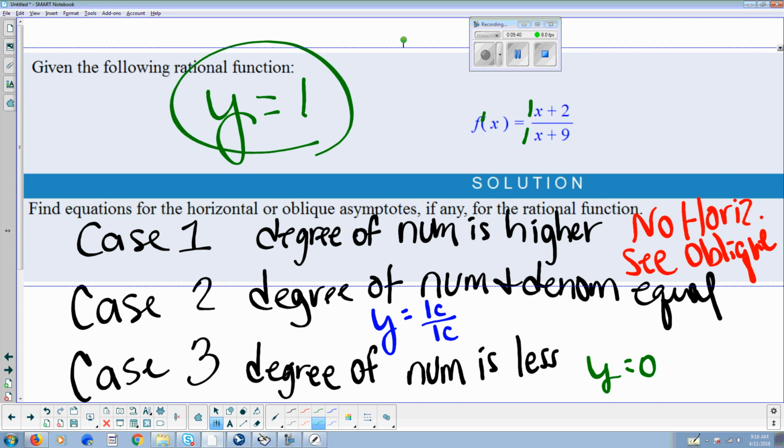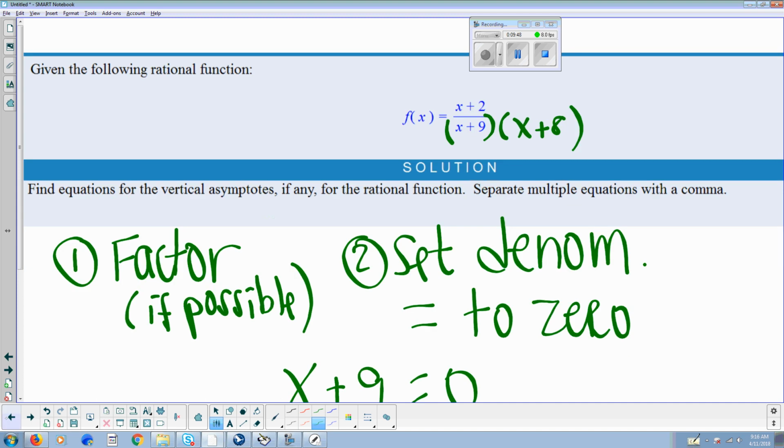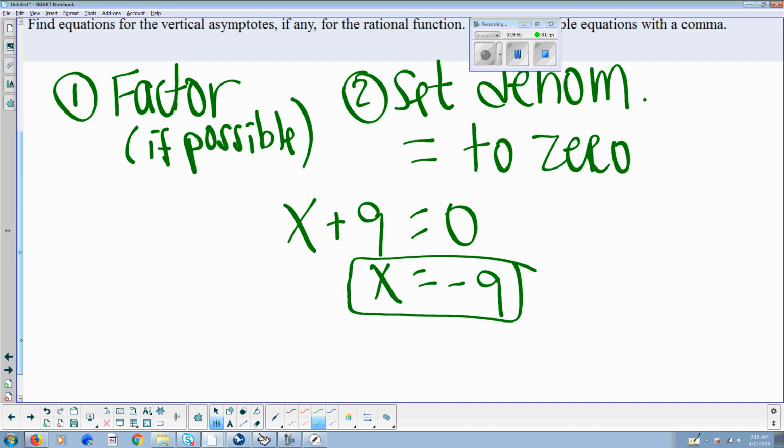It is important to remember that horizontal asymptotes and oblique asymptotes start with a y equals, whereas vertical asymptotes start with x equals. And if you leave that out, when you input that, it's going to count you wrong. Okay?